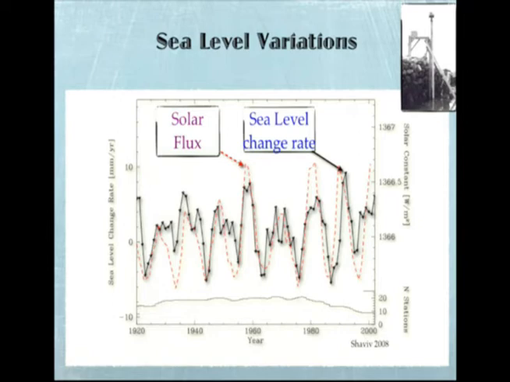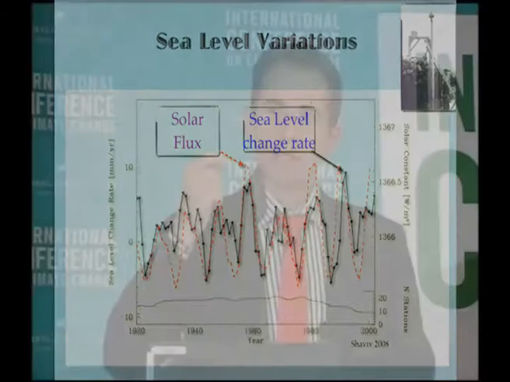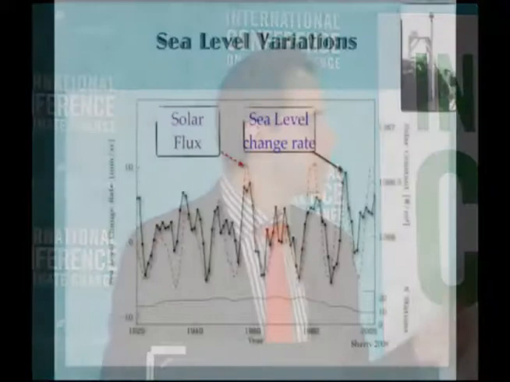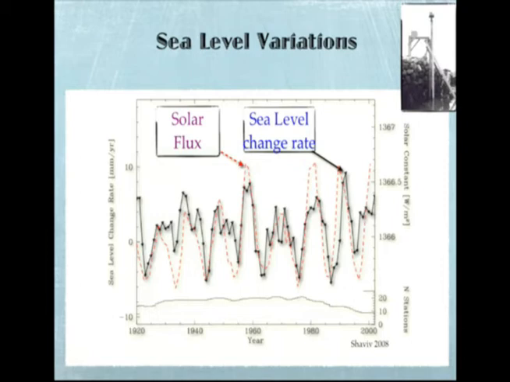Now, because they absorb all this heat, they expand thermally. So you should expect to see variations in the sea level synchronous with the solar activity. And this is exactly what you see here in this graph. You see here 80 years worth of tide gauge records showing you how the oceans expand and decrease every solar cycle.